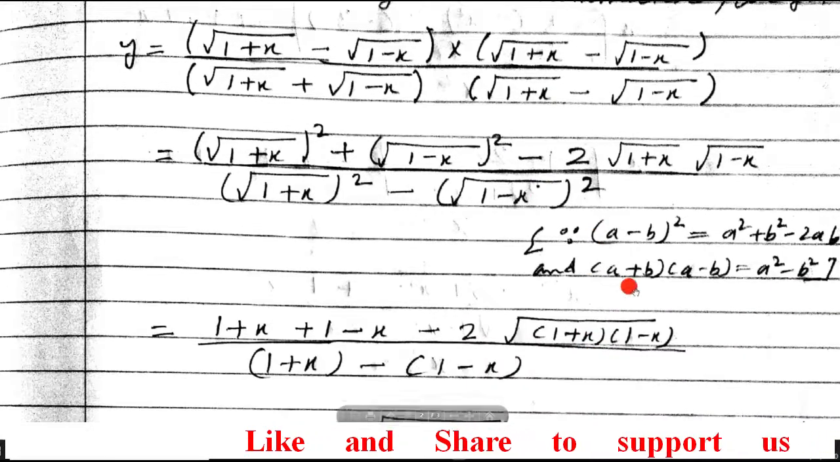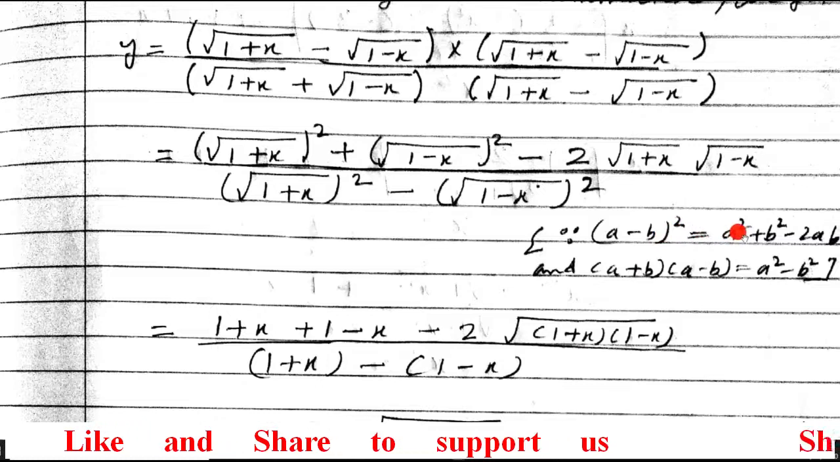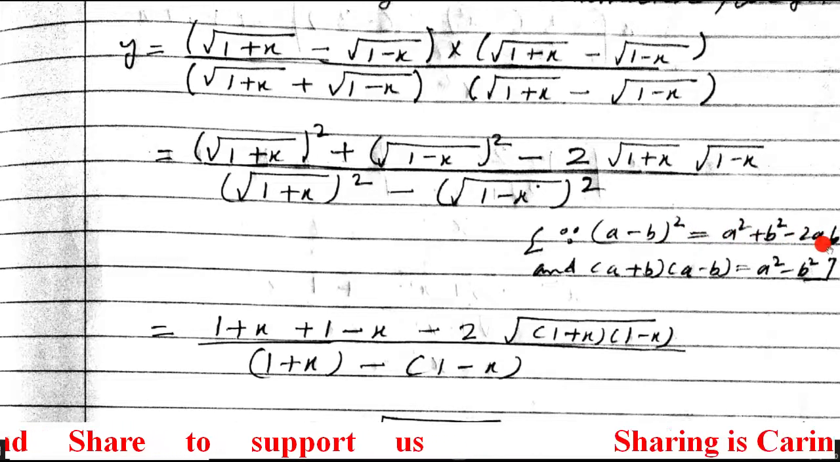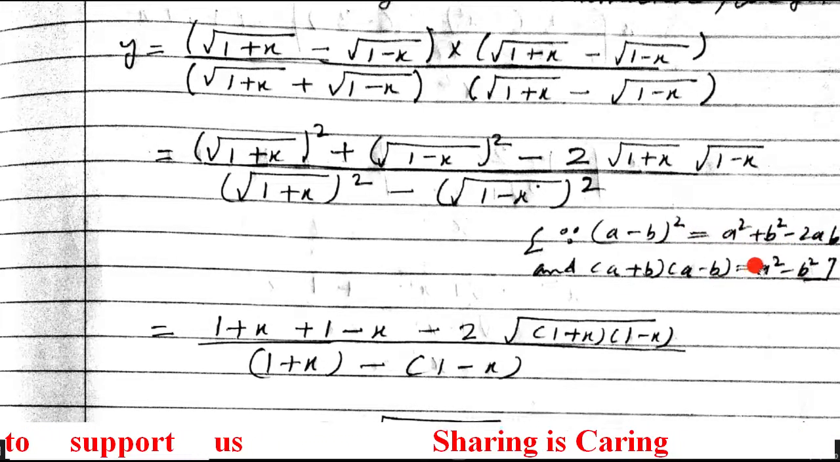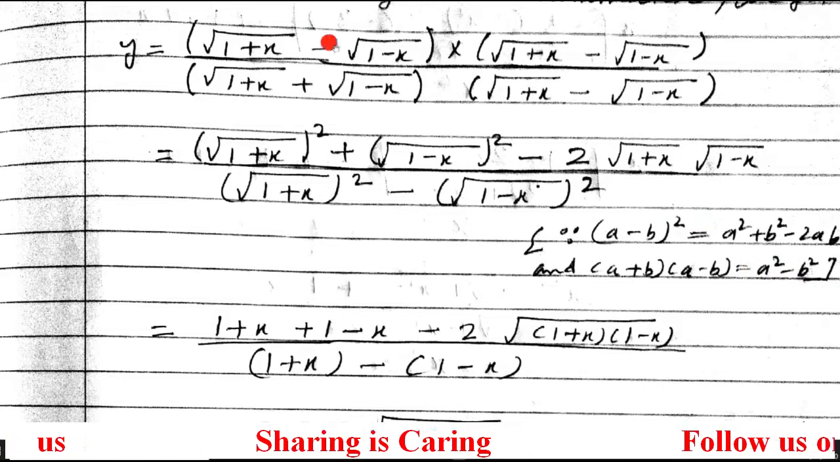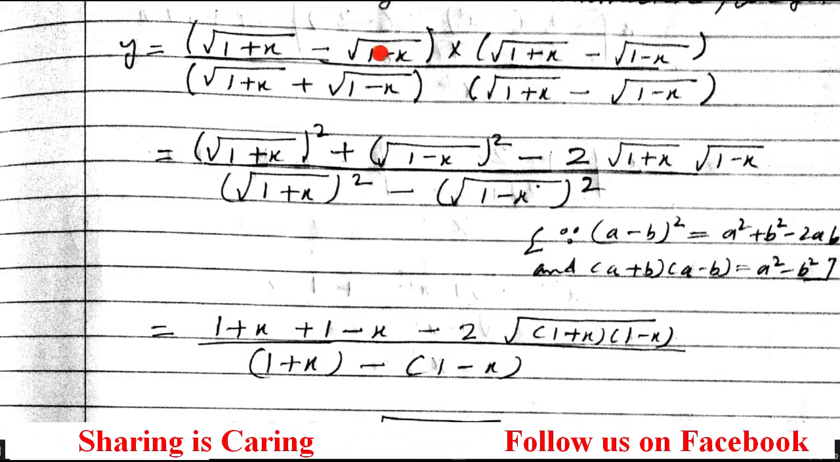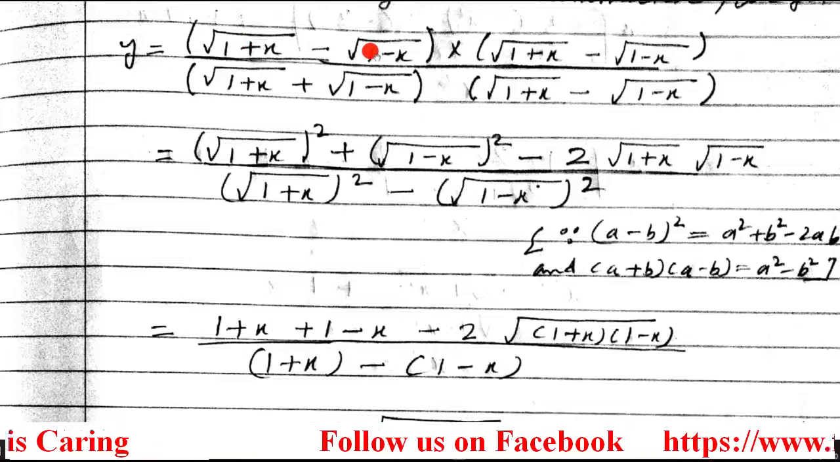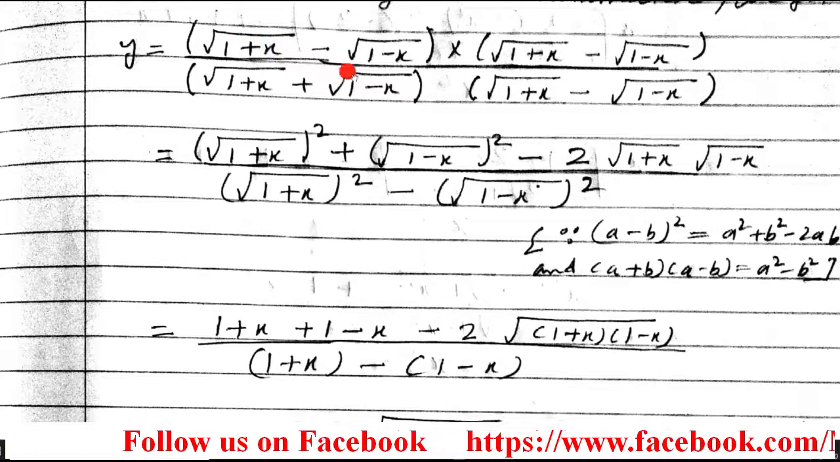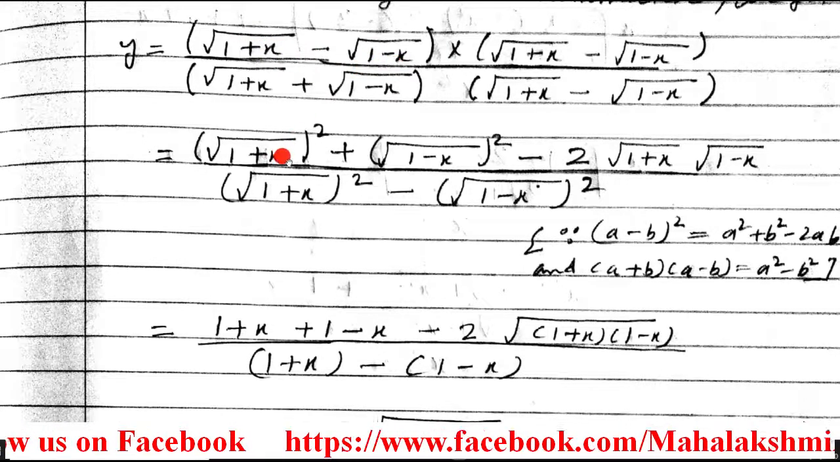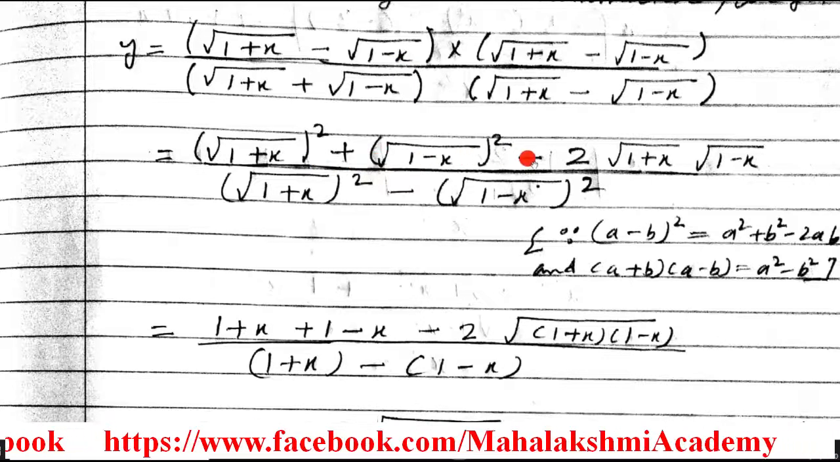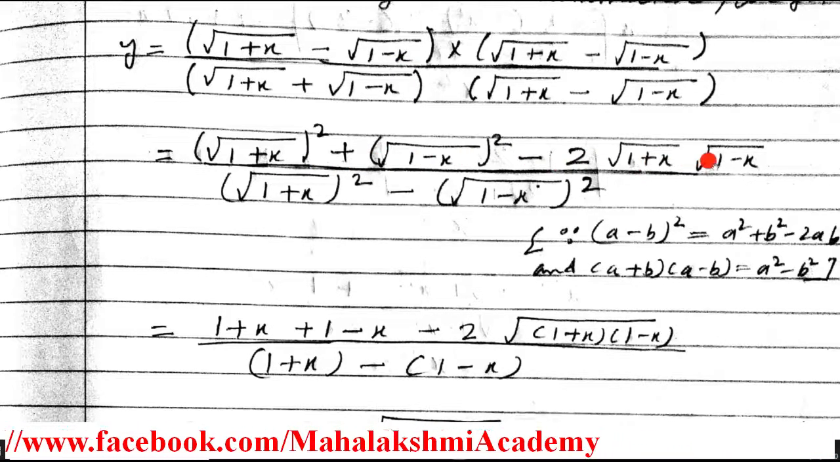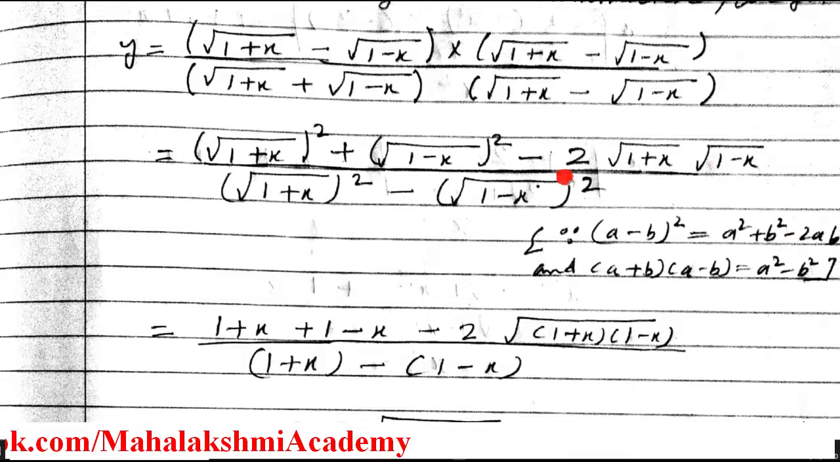So just see, I wrote here the formula: (a - b) whole square is a square plus b square minus 2ab, and (a + b)(a - b) is a square minus b square. Since this bracket is the same, it's going to be (a - b) whole square. So this complete is our a and this complete is our b. So a square plus b square, then minus 2 into a into b.